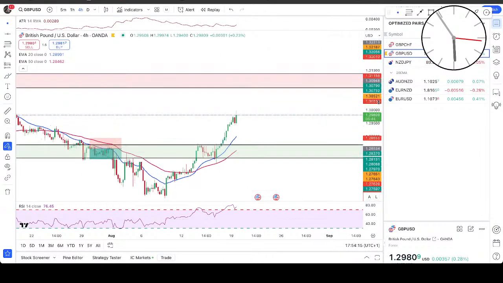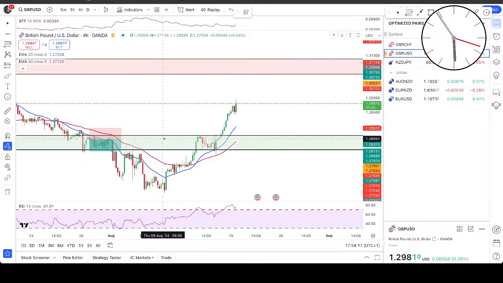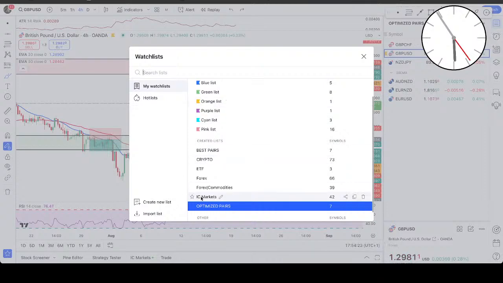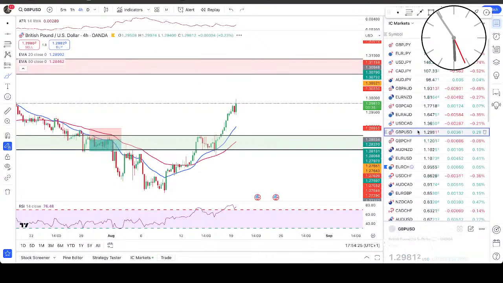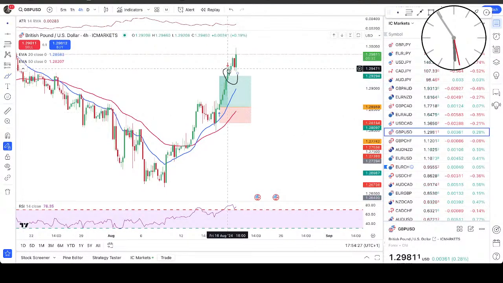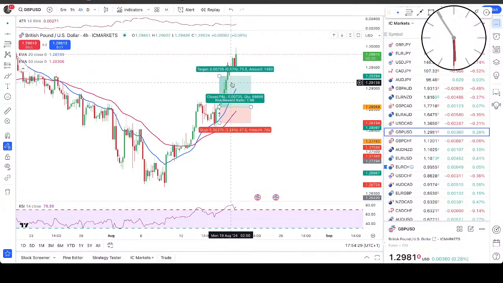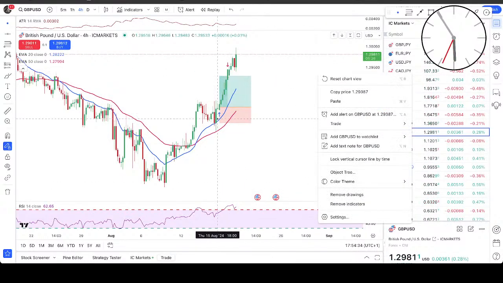I took this trade, by the way. If you have not seen the video, yesterday on Saturday I've uploaded a video where I took this trade at my broker's platform, GBP USD right here, nicely hitting the targets and still pushing up. So valid pullback entry here.